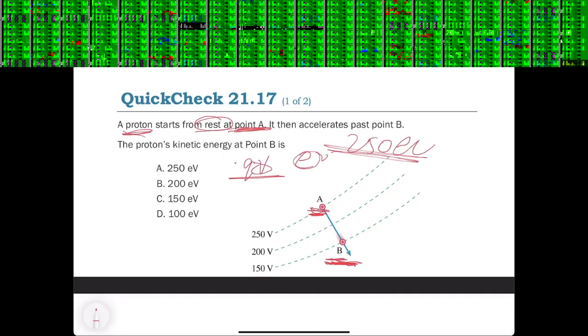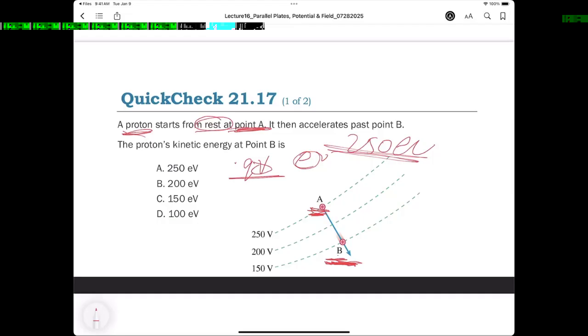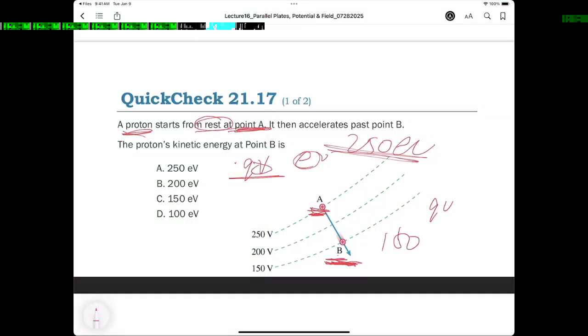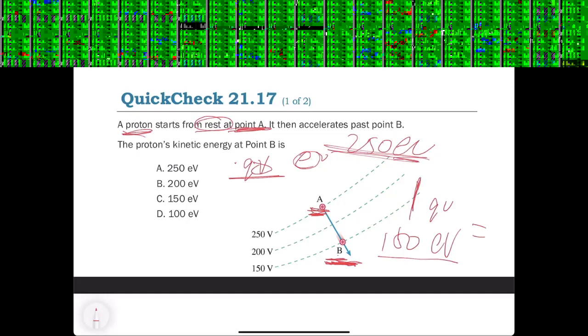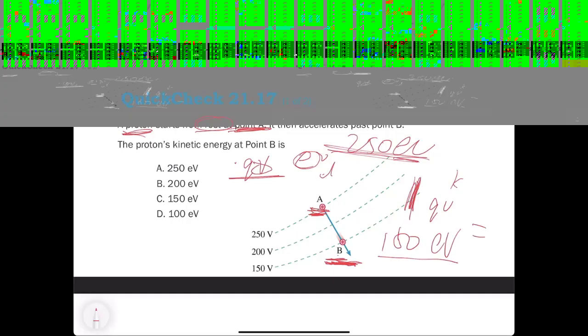And then it accelerates past point B, which means the electric potential energy will become qV. Am I right? It will be 150 eV. So the difference will be the kinetic energy change. That makes sense to you? Because the electric potential energy will transfer to kinetic energy. So what's the difference? It is 100 eV.